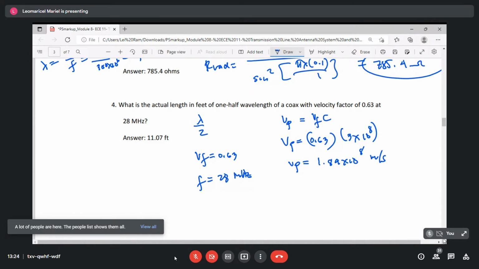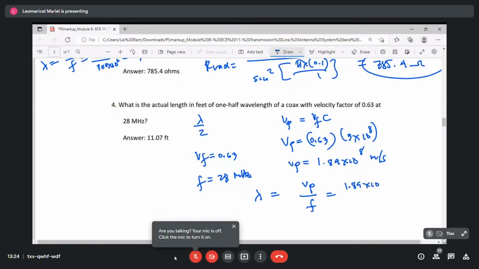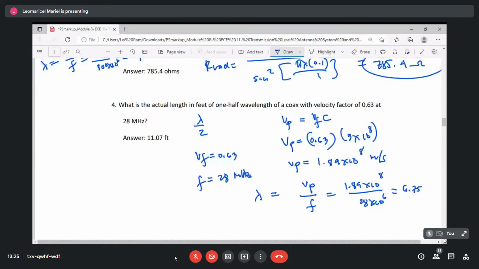Then, kung kukunin mo yung wavelength, the wavelength is equals to ilan? Velocity of propagation, not the C, kasi binigay yung velocity factor eh. So, instead of C, velocity of propagation all over the frequency. So, that is 1.89 times 10 to the 8 all over 28 times 10 to the 6. So, what is the wavelength? Ilan? 6.75.